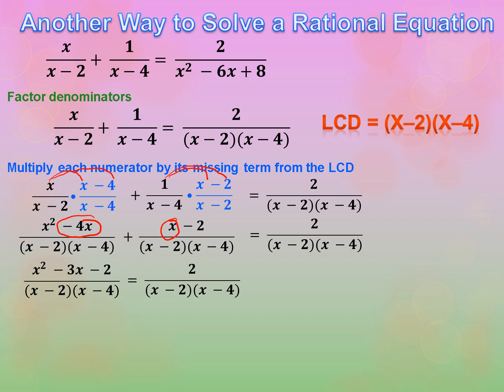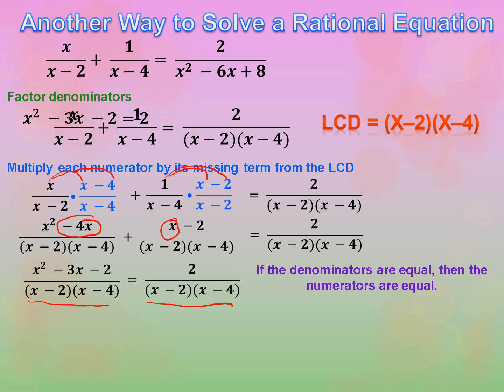Now, if you note, my denominators are now the same. So if the fractions are equal, and the denominators are the same, you can totally forget about the denominators now and just set the numerators equal, because the fractions are equal and the denominators are the same, so therefore the numerators should be the same too. So I do x squared minus 3x minus 2 equals 2.